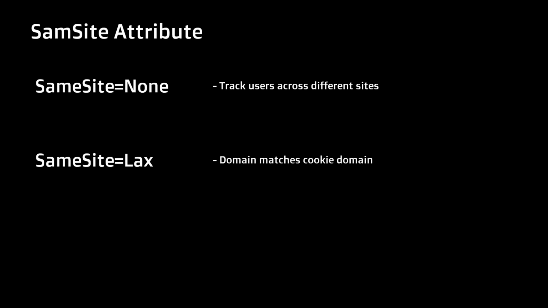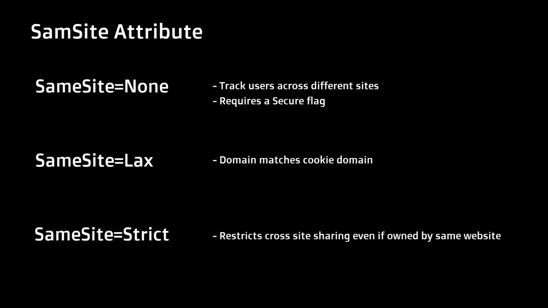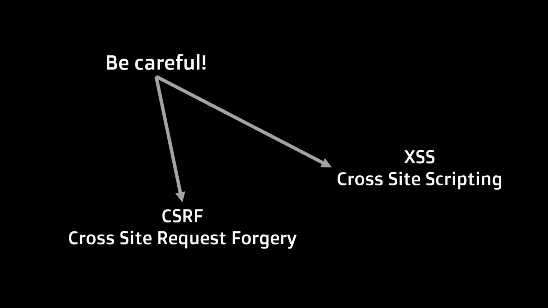Any cookie with SameSite set to None must also include a Secure flag, meaning it will only be created and sent through requests made over HTTPS. Lastly is Strict, which restricts cross-site sharing even between different domains that are owned by the same publisher. There are other properties you can set on cookies, but they are mostly self-explanatory. You can find more information in the description below, but for all intended uses, cookies can expose users to attacks and vulnerabilities, so be aware and do your research before using them.